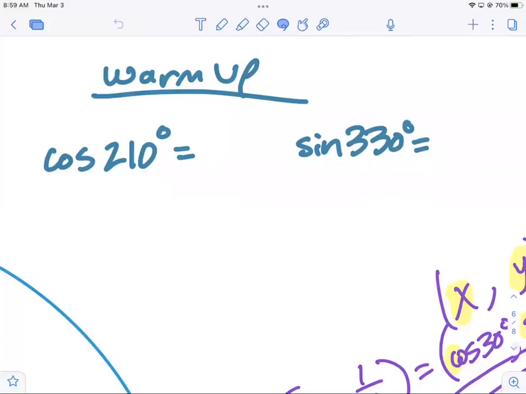All right, so today we're going to finish developing the unit circle, and we'll go over the test tomorrow, okay?